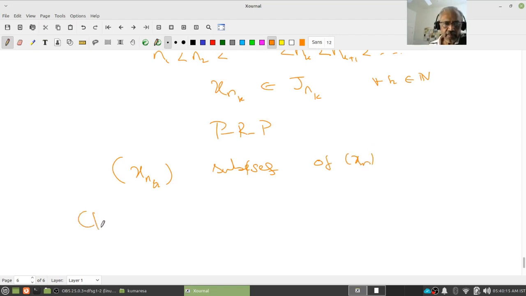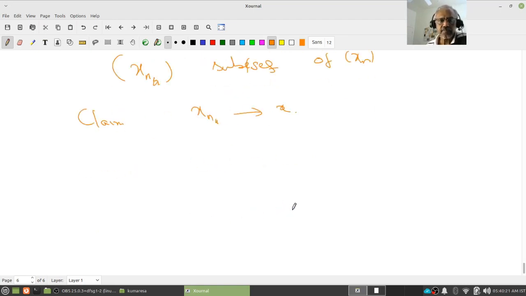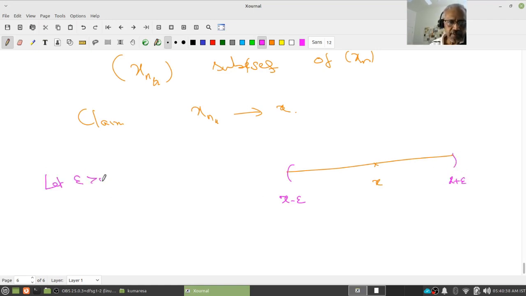Now I claim x_{n_k} converges to x. How do I prove that? The picture may be helpful here. Let us draw this: x minus epsilon, x plus epsilon. So let epsilon positive be given.